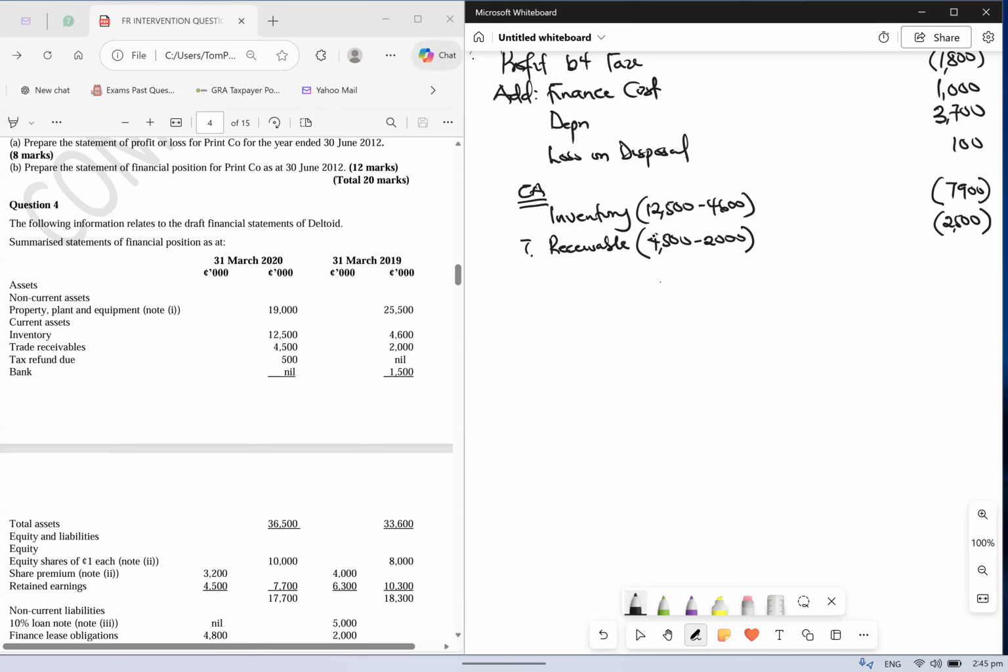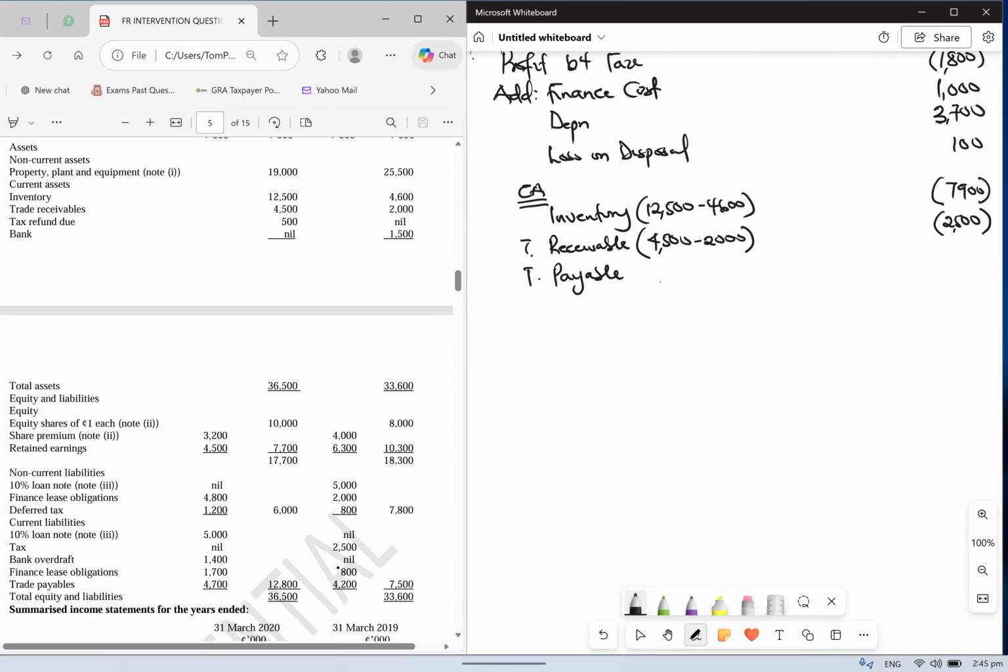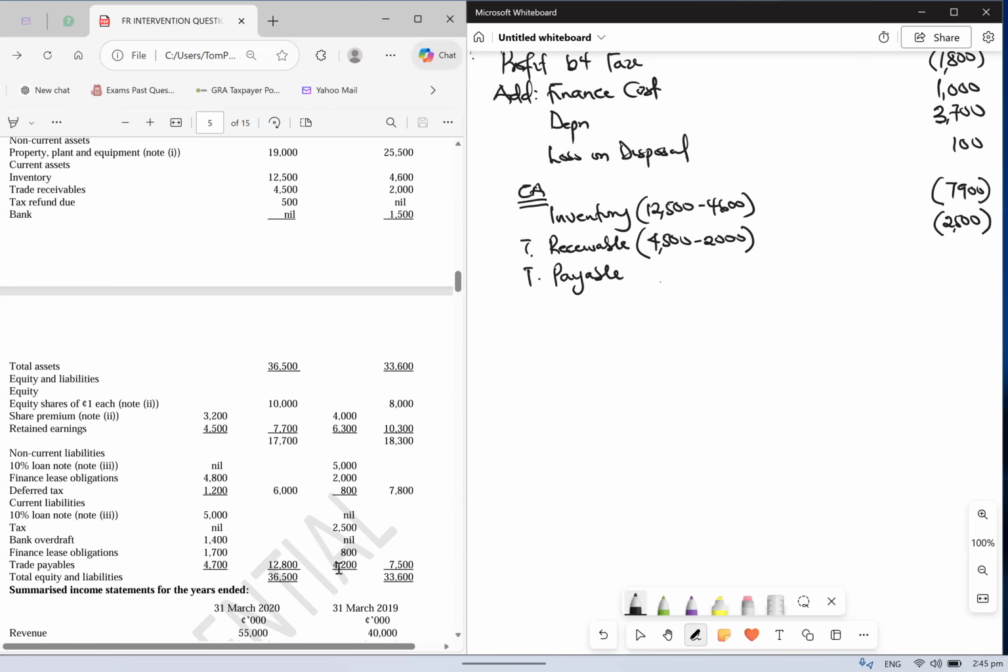Come to the next one. I told you that it is the current asset and what? The current liabilities. So you go to your trade payables under current liabilities. It is all about your operating activities. Trade payables was 4,200. Now it has gotten to 4,700. Is it inflow or outflow? Think carefully and answer that. It's outflow.